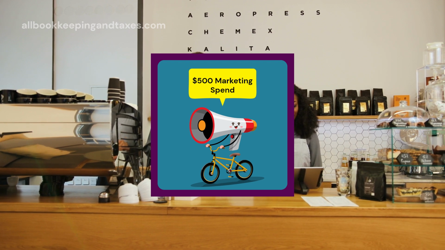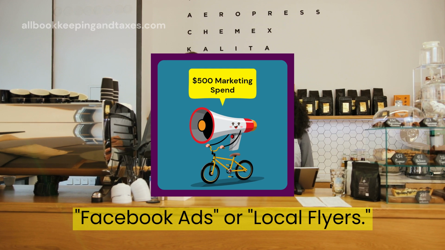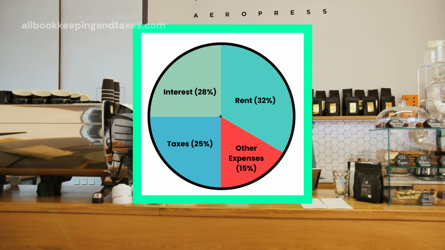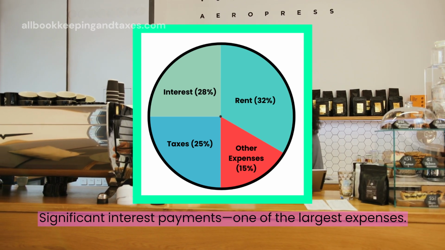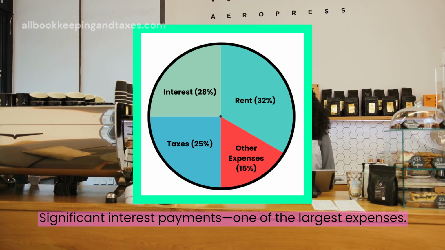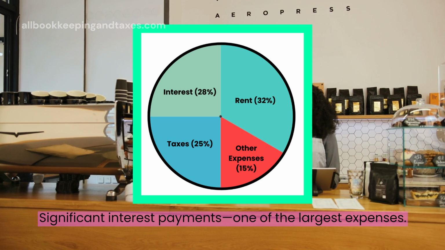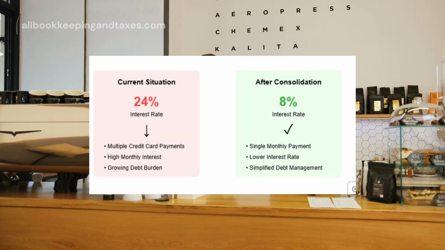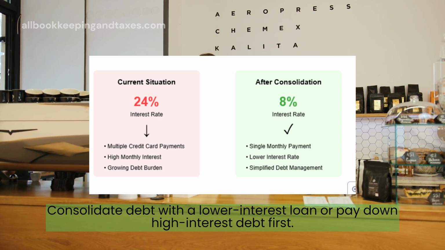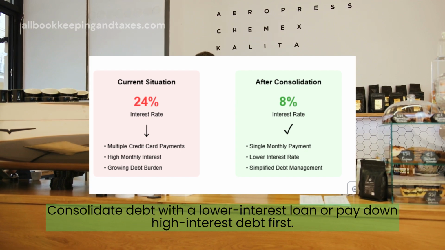Additionally, they only spent $500 on marketing. If they want to attract more customers and grow revenue, it might be wise to reinvest their profits in advertising, like running Facebook ads or distributing flyers locally. Another red flag. They're paying a significant amount in interest, likely due to a business loan or credit card debt. This is one of their largest expenses after rent and taxes. To cut down on these costs, they might consider consolidating their debt with a lower interest loan or allocating profits toward paying off high-interest debt before increasing marketing spending.